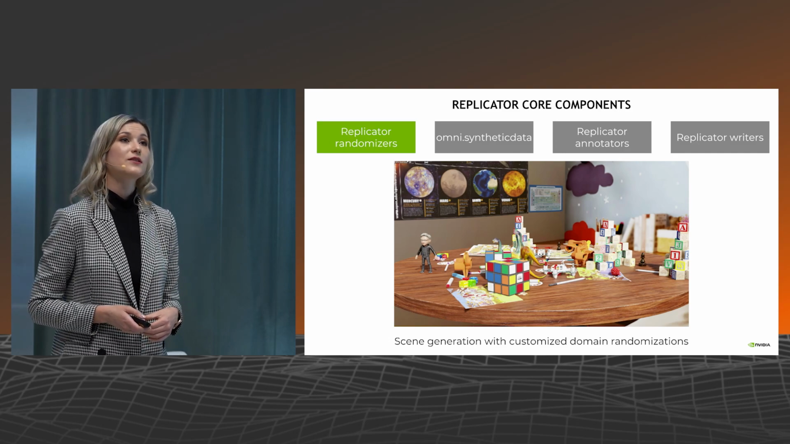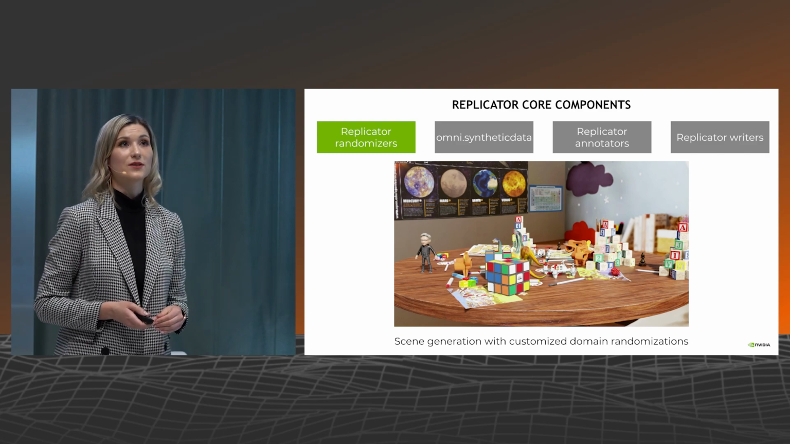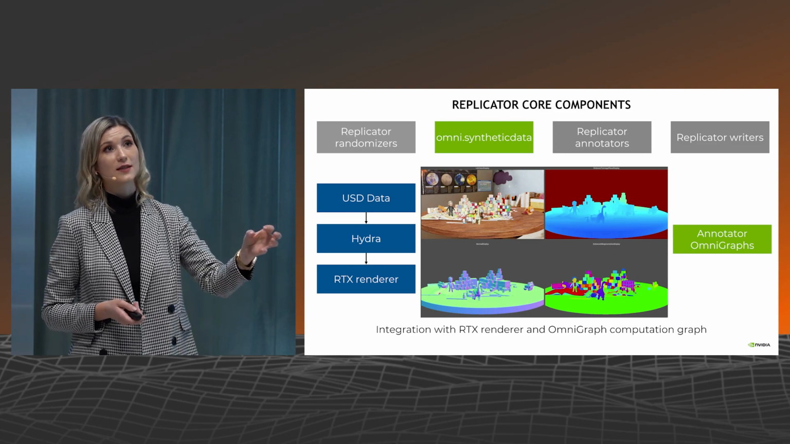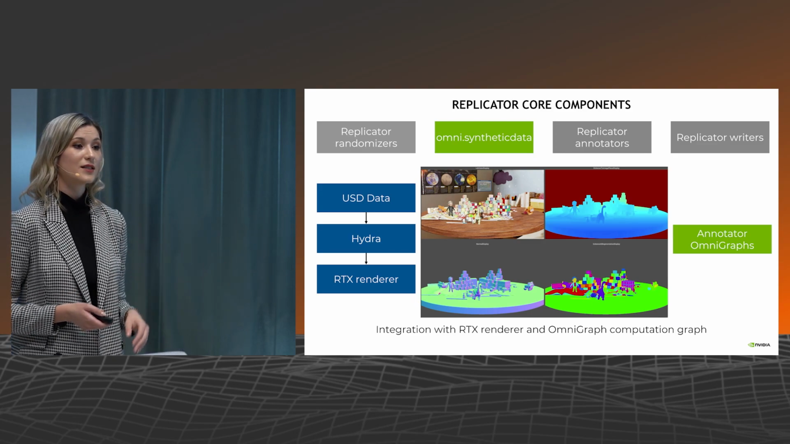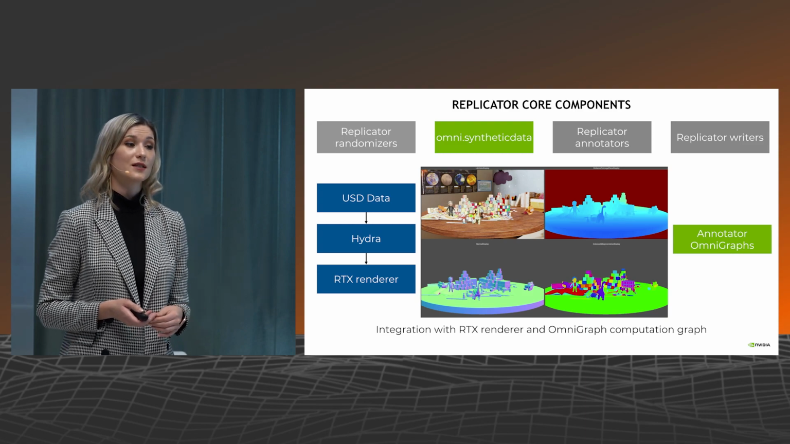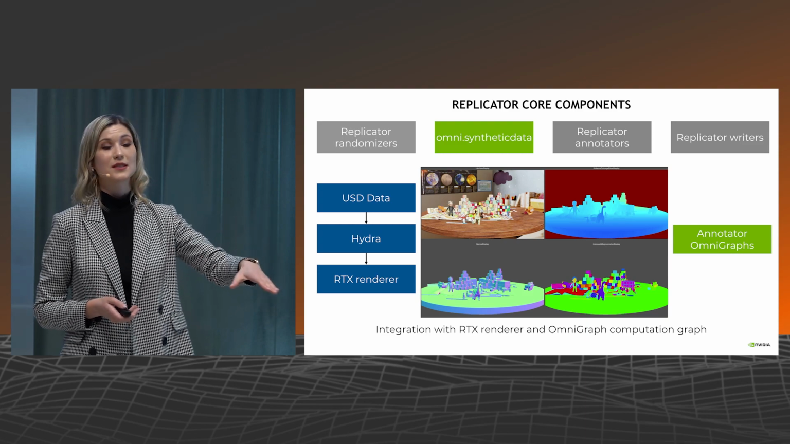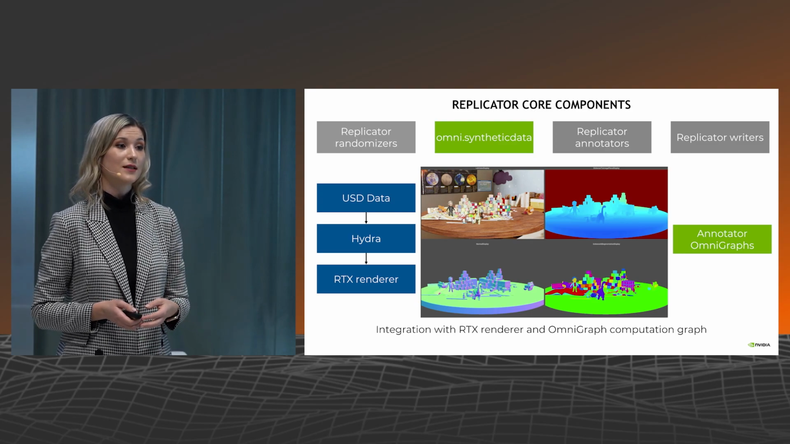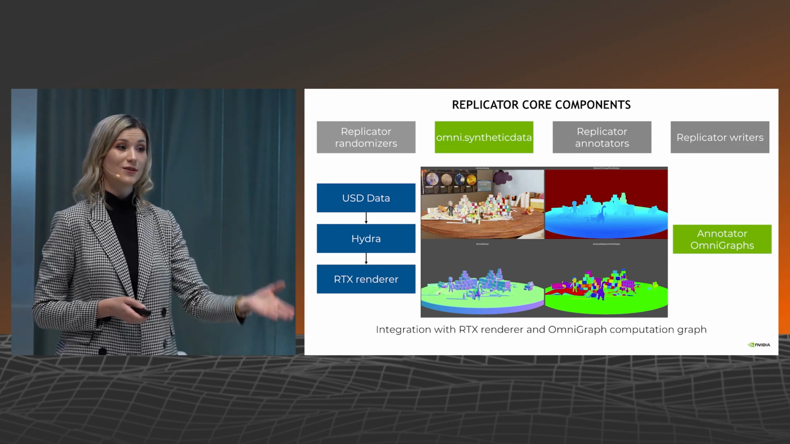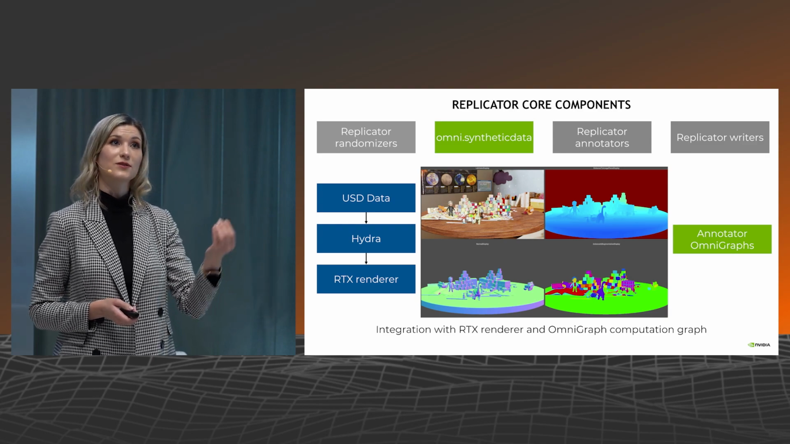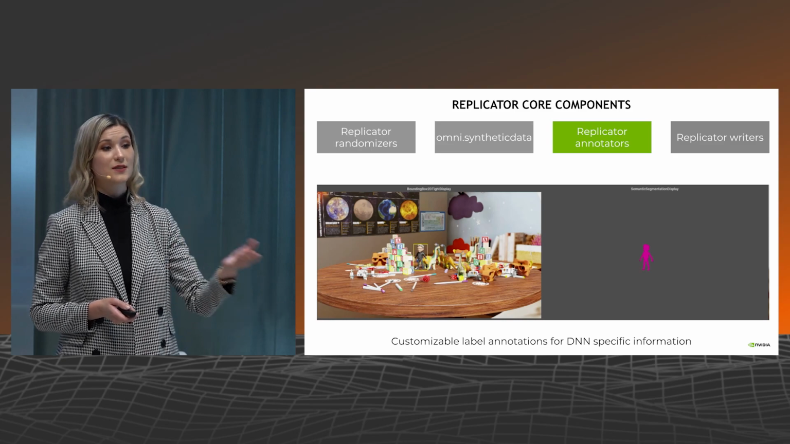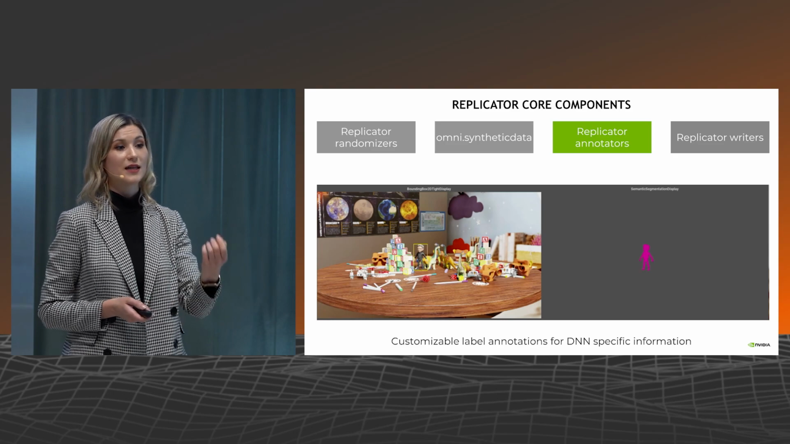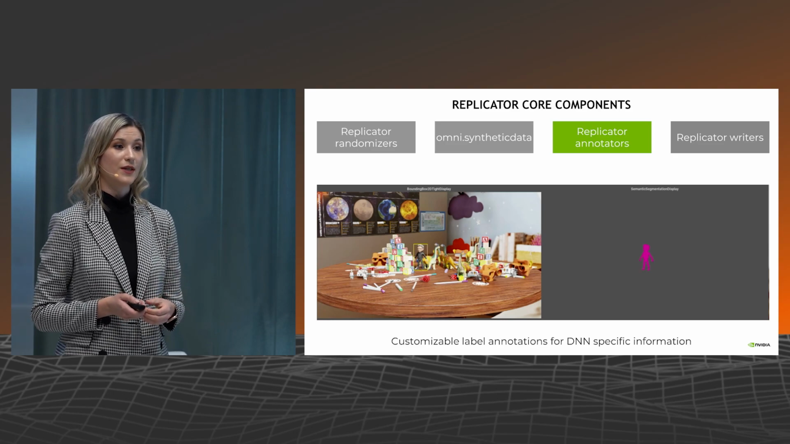Omni synthetic data is basically the lowest level component of the Replicator core. And it allows you to take the USD data and pass it through Hydra. Hydra is basically the framework from Pixar, which allows you to transfer your USD scenes to the renderer. And then it comes to the renderer. And with that, you can generate your scenes. You can generate all kinds of labels as sensor data, as I'm showing you in this image. You can see normal maps, segmentation masks, depth labels. It's all coming from there.